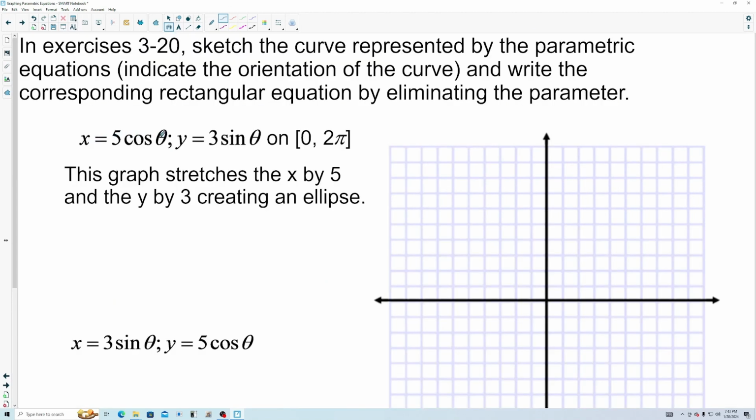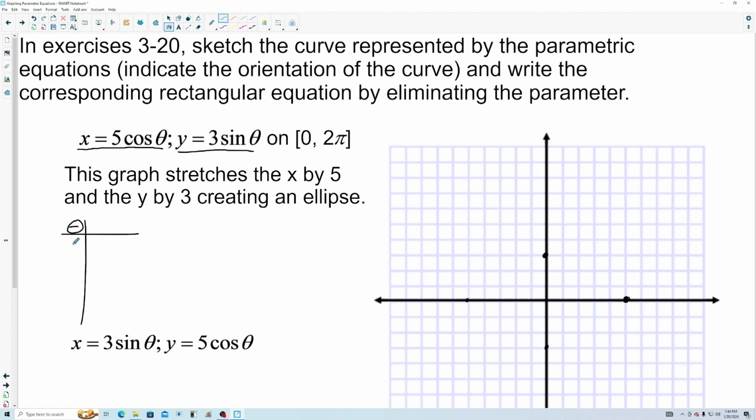What if we have x equals 5 cosine, which is the same as the unit circle, but then y is sine? This is going to make it an ellipse. So this graph stretches the x by 5 and the y by 3, creating an ellipse. So 1, 2, 3, 4, 5, and 1, 2, 3.